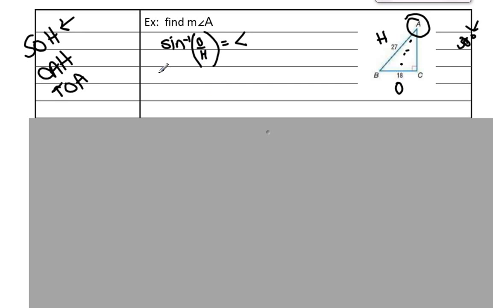So then we fill in everything. Your sine inverse of opposite side over hypotenuse, so 18 over 27 equals your angle. In this case, we're looking for angle A. And now we just use our calculator.